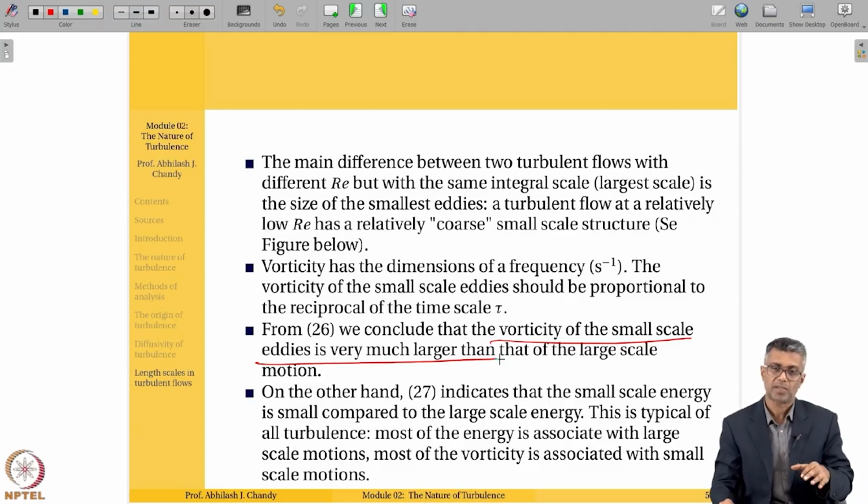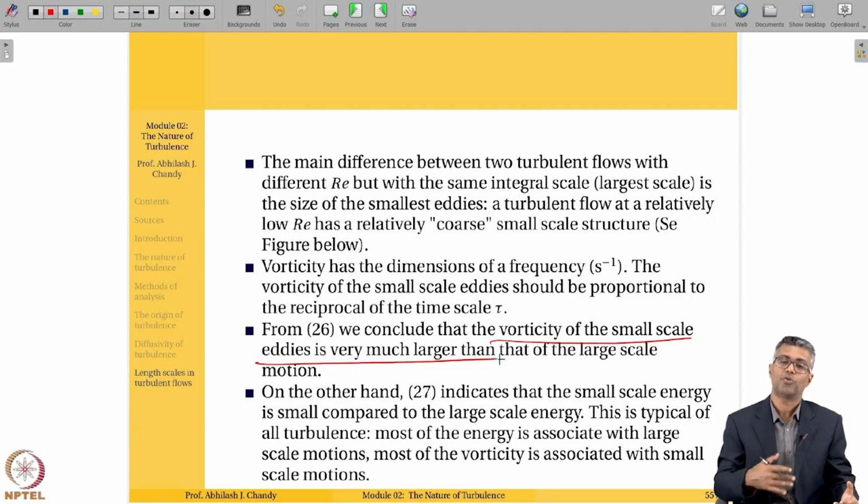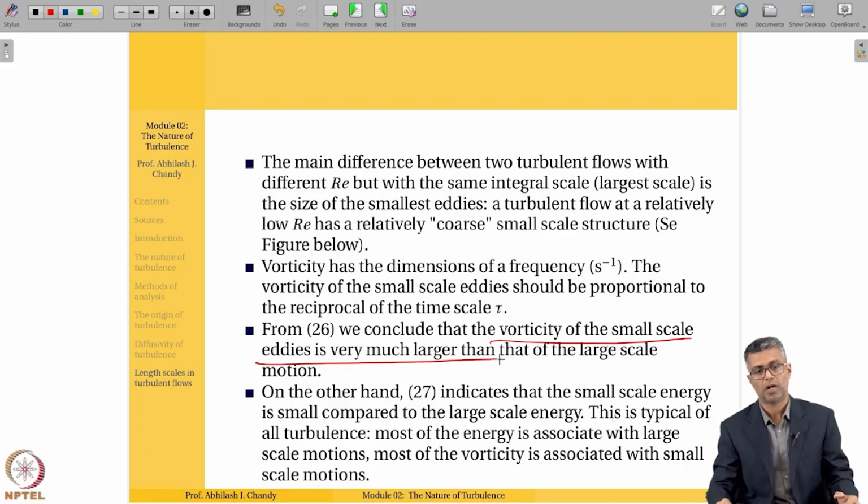And that also makes sense because vorticity is velocity gradient. You have more sharp velocity gradients at the small scales compared to the large scales. So that makes sense that vorticity would be larger there at the small scales.